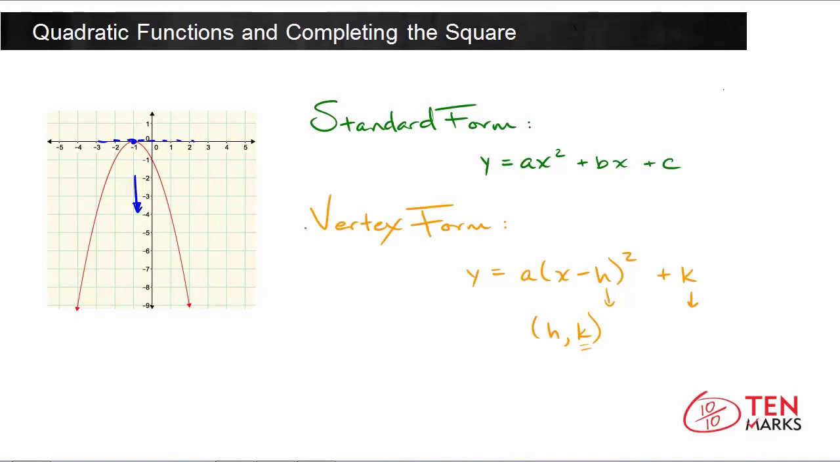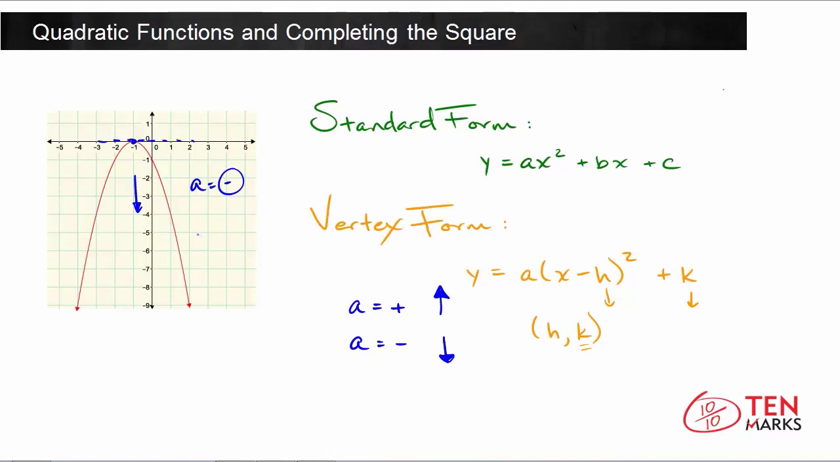Something else I want to mention. Notice here in the vertex form you have the coefficient a in front. If a is positive, then the parabola is going to be opening upwards. If a is negative, then the parabola opens downwards. So what does that mean about the parabola I'm showing you now? Well, it opens downwards, so a is going to be negative.